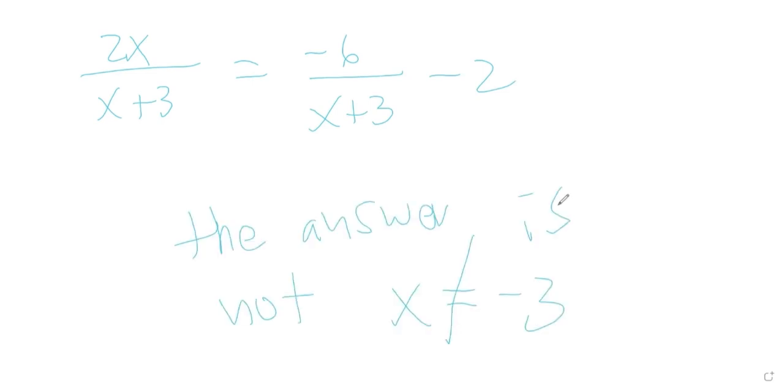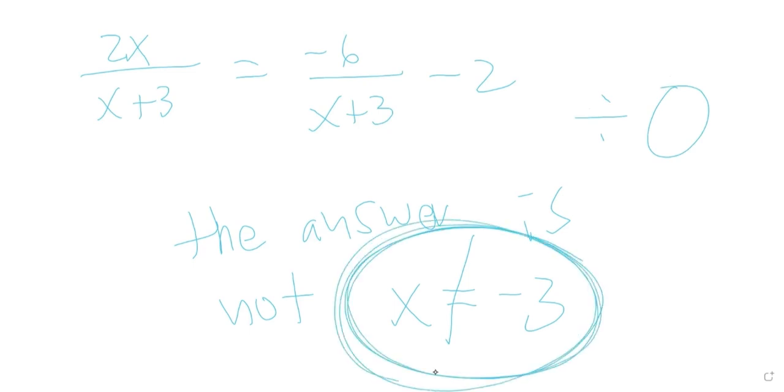2x over x plus 3 equals negative 6 over x plus 3 minus 2. So I don't know what the answer is, but I'll tell you what the answer is not. The answer is not negative 3. Go back to our first day of the semester. Remember we said that we cannot divide by 0? Well, because you don't want to divide by 0, I can guarantee you for this problem that x is not going to be negative 3.